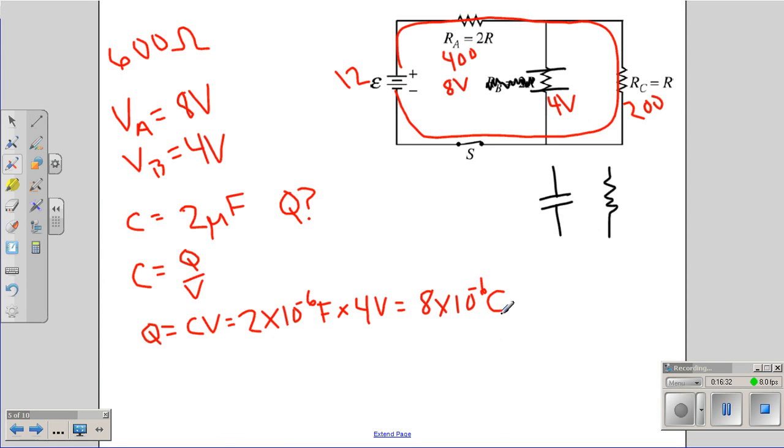They give you 2 points for that section. 1 point is for finding the correct voltage drop, and the last point is for the correct value, 8 times 10 to the minus 6 coulombs.